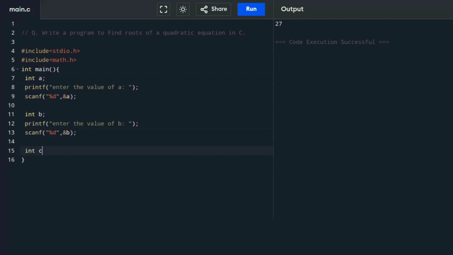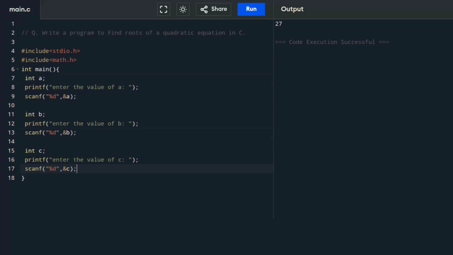So int c, and printf, enter the value of c, scanf percentage d and c. So we store the value of a, b and c in our system for the type ax square plus bx plus c.